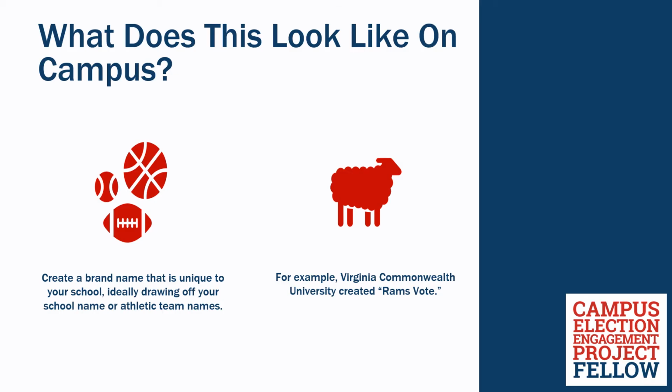So what does this look like on your campus? Your campus brand should be something that is unique to your school, and ideally it would draw off of your school name or maybe your athletic team names. So for example, Virginia Commonwealth University created Rams Votes because the Ram was their school mascot. You want it to be something that is unique to your school so that it can help shape your school's voter engagement identity.